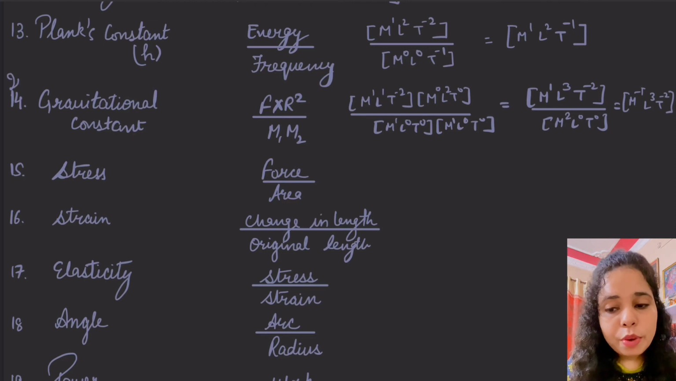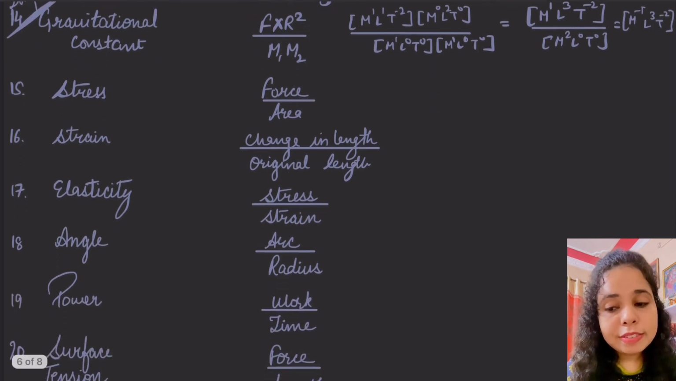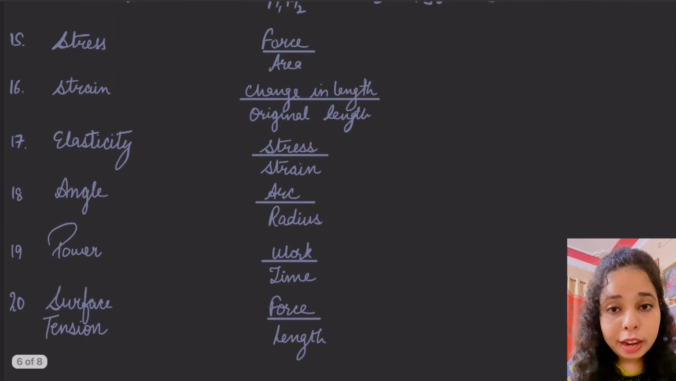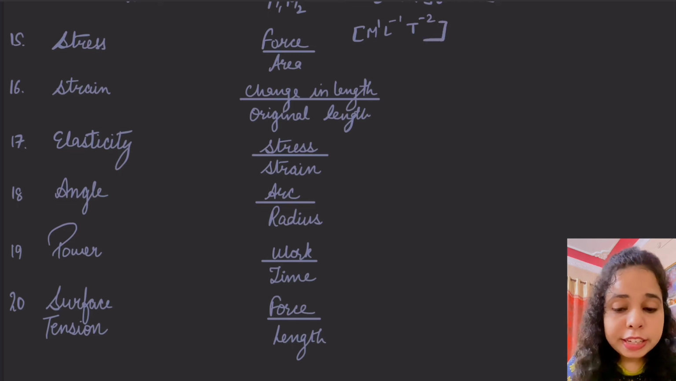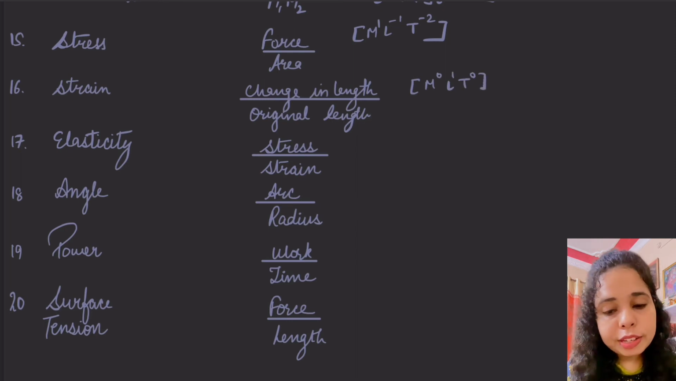So the next quantity for which we will calculate the dimensional formula is stress. Stress is again force upon area, and we have already calculated force upon area as m1 l minus 1 t minus 2. For strain, we have the formula change in length upon original length, that is, it is the ratio of two similar quantities, length and length. Therefore it is a dimensionless quantity, and we will write it as m0 l0 and t0.